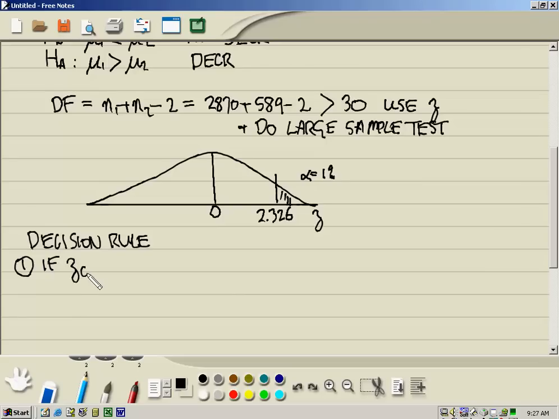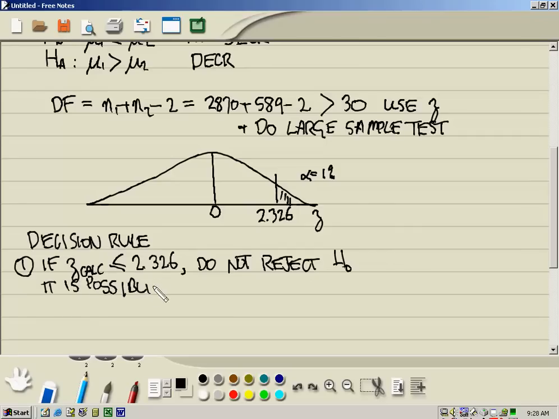If Z-calc is less than or equal to 2.326, null is possible, do not reject the null. Alright, it is possible there was no decrease. In other words, it's possible that the two sample averages are too close to tell if there is a difference or not. Alright, there was no decrease.